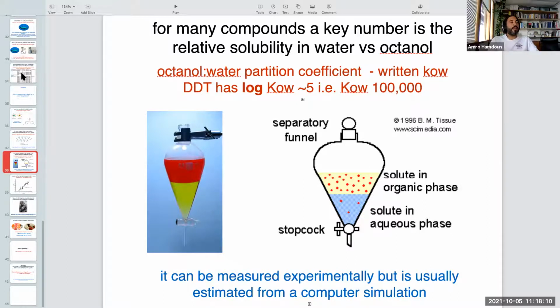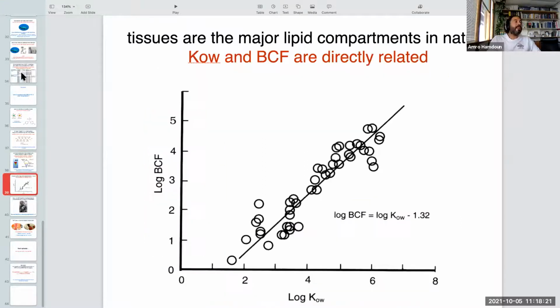Okay, so it can be measured experimentally, but most octanol water partition coefficient data in the literature are estimated from computer simulations. The reason this is so important is that you can predict bioconcentration factors from octanol water partition coefficients. I'm showing you a graph, directly from one of the readings, the Crosby reading. If you look at the log of the octanol water partition coefficient on the x-axis and the log of the bioconcentration factor, those two are basically related. The reason, of course, is that tissues are the major lipid compartments in nature. So if you treat yourself as a compartment, things will partition into lipids, and you get this nice correlation.